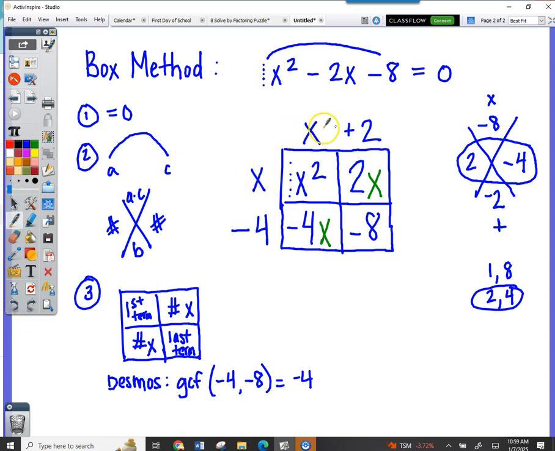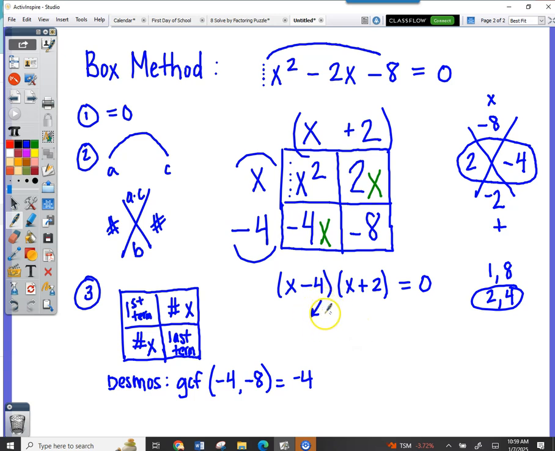So here's your factors right here. I don't have room here, so I'm going to come down here. We got x minus 4, and we've got x plus 2 equals 0. And now we're at that part where it's something times something equals 0. So all we have to do is set them equal to 0 and solve. So we're going to take this out and this out, set it equal to 0 and solve.